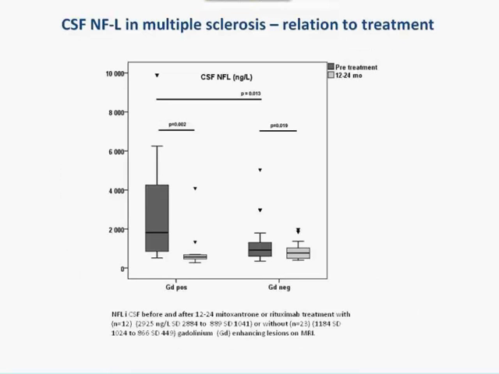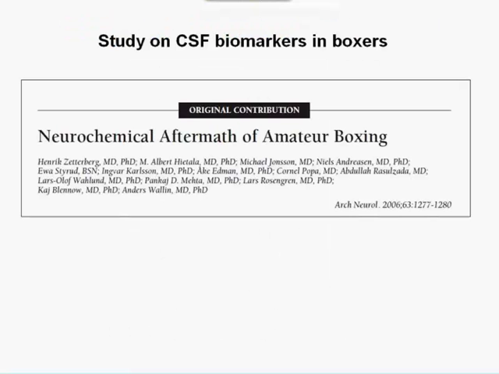Another slide showing basically the same result. If you successfully treat multiple sclerosis, your biomarker will normalize. Your biomarker of axonal degeneration or injury will normalize. Now, we have also studied acute traumatic brain injury to look at the dynamics of neurofilament light concentrations in lumbar CSF. And one group of people we have studied is people who voluntarily expose themselves to brain injury or concussion, and that is amateur boxers.